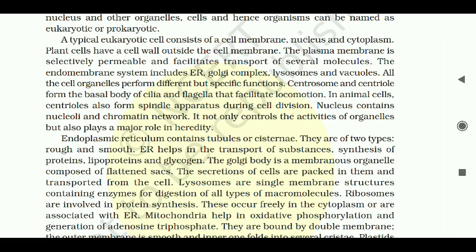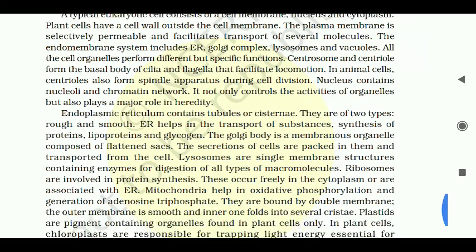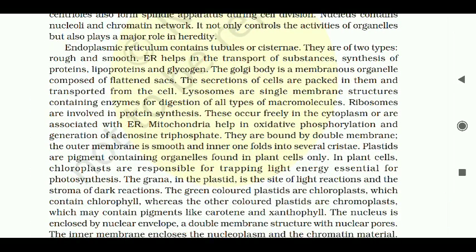Lysosomes are single membrane structures containing enzymes for digestion of all types of macromolecules. Ribosomes are involved in protein synthesis. These occur freely in the cytoplasm or are associated with endoplasmic reticulum. Mitochondria help in oxidative phosphorylation and generation of adenosine triphosphate. They are bound by the double membrane. The outer membrane is smooth and the inner one folds into several cristae.